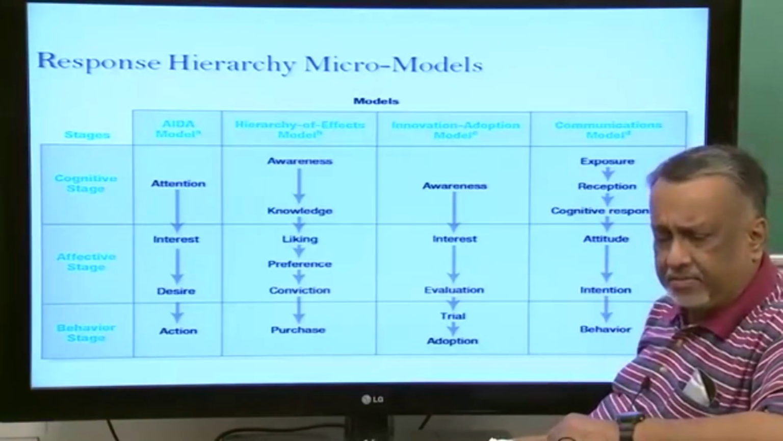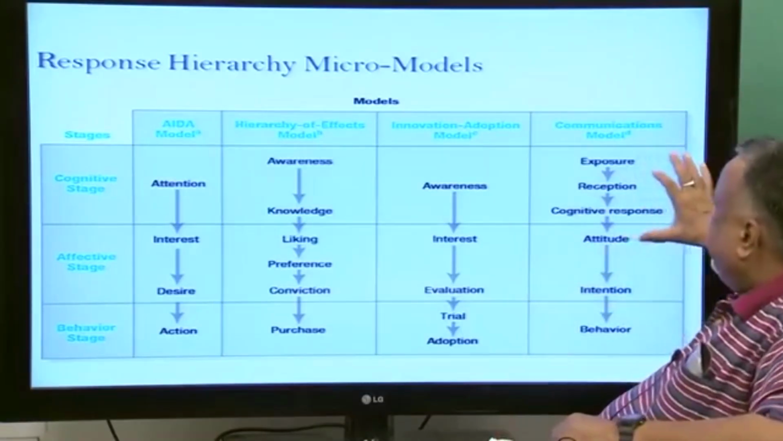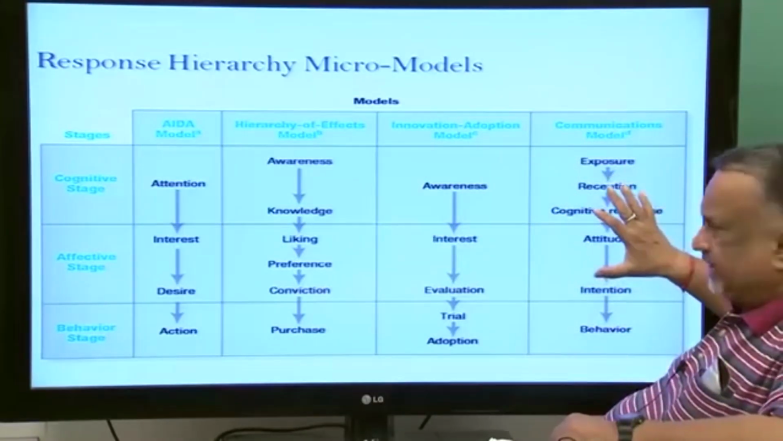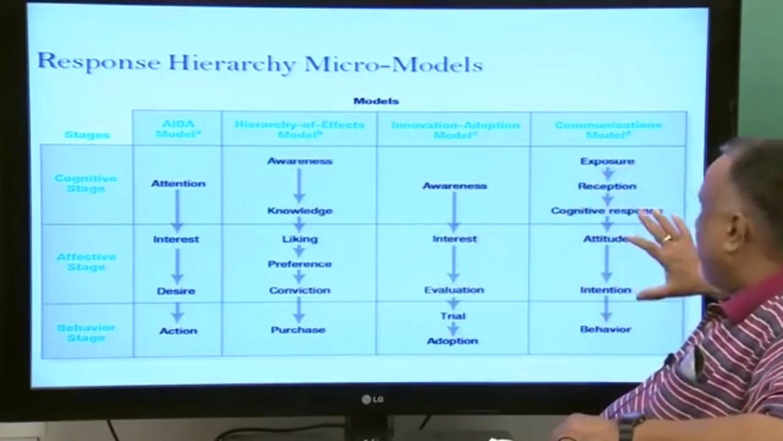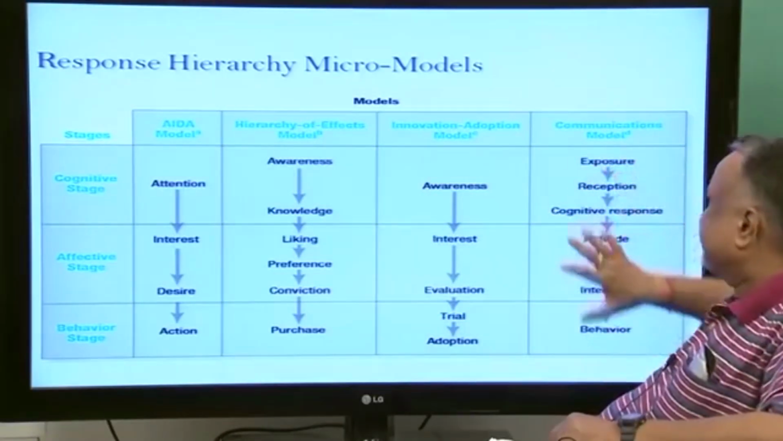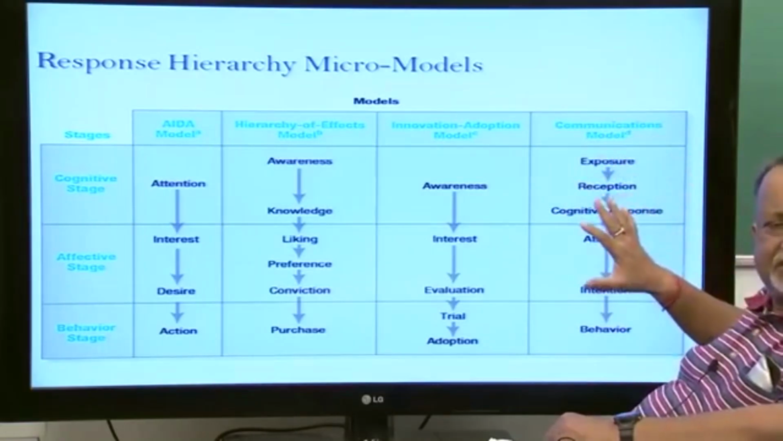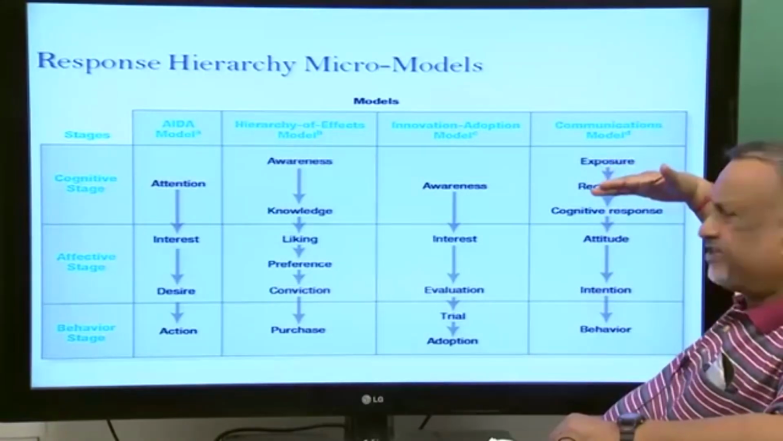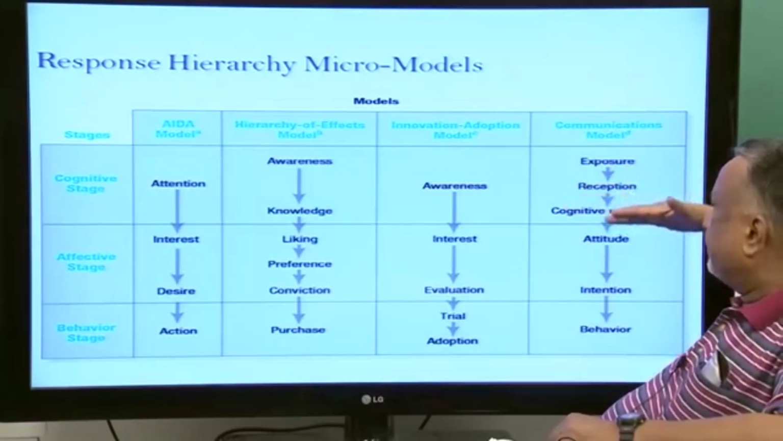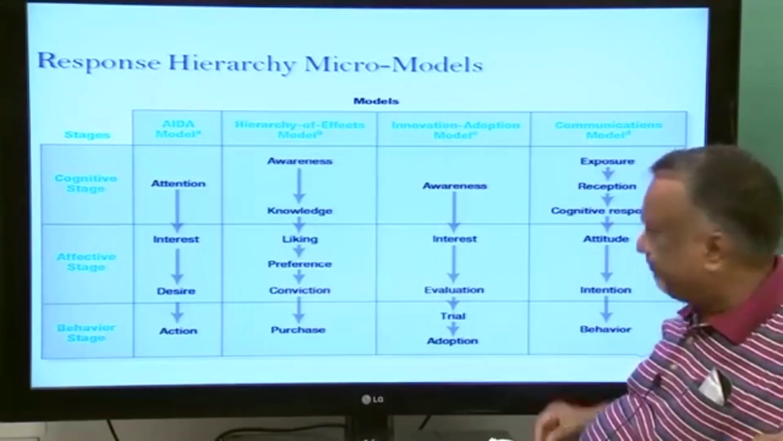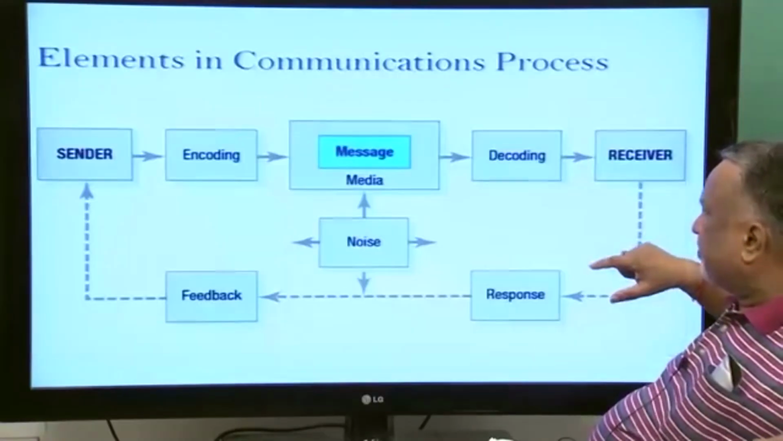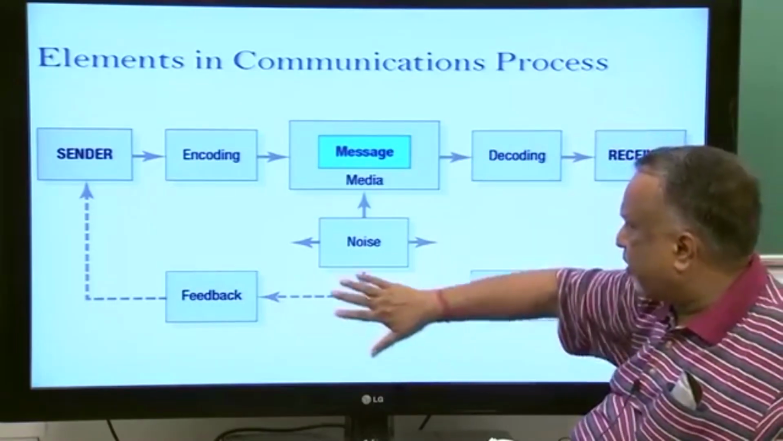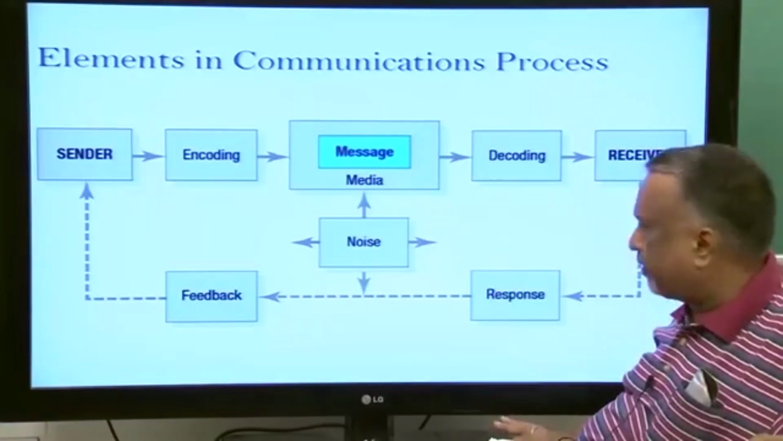A more detailed model, actually this is derived from various sources. It is a kind of composite of all these models, and this you can say is now the most accepted and practiced marketing communication model, where we are looking at exposure, reception by the receiver and the cognitive response. And this exposure, reception, cognitive response means we are actually looking at the message, decoding, receiver and response part of the communication process.